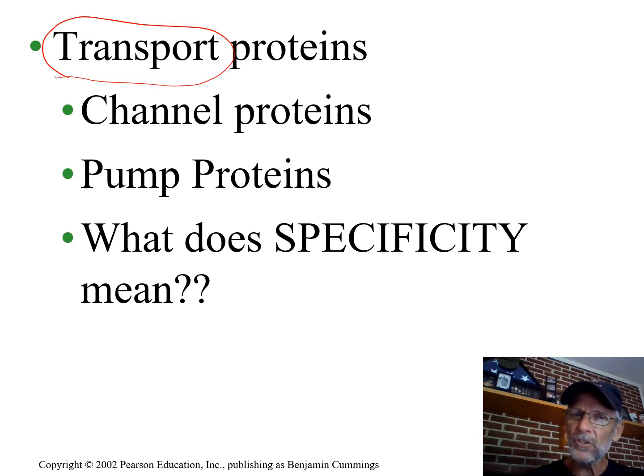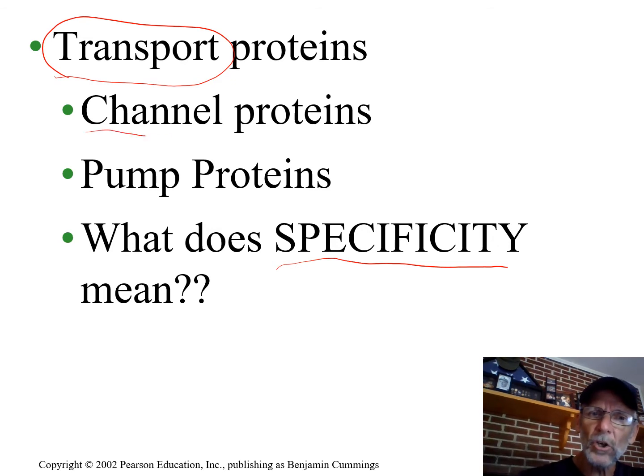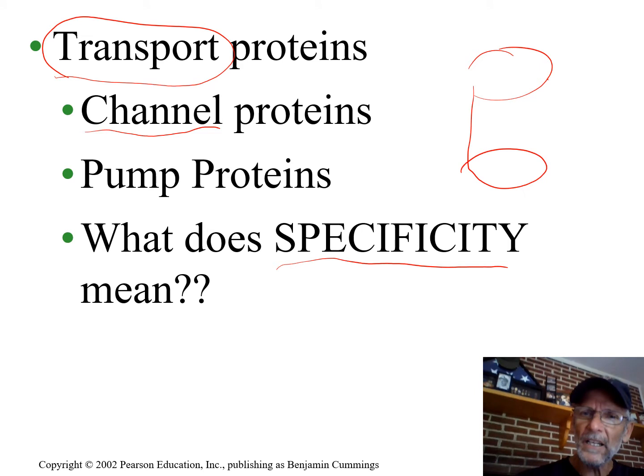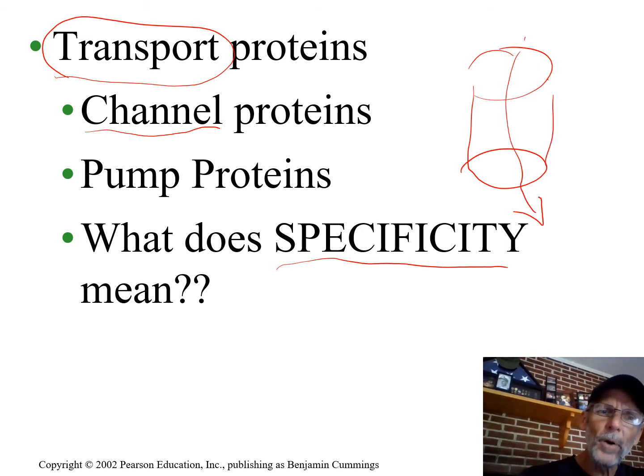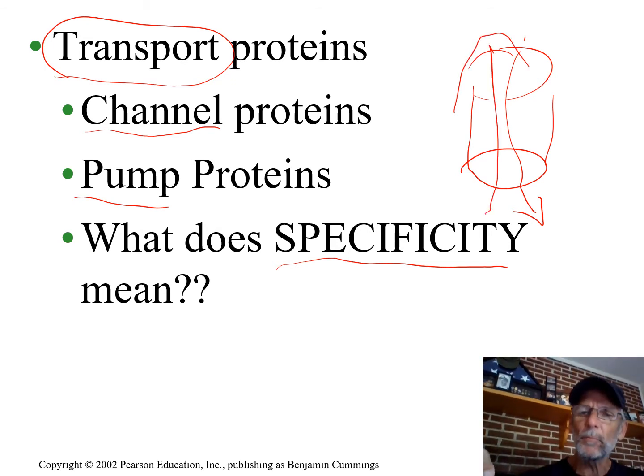Now we have, starting with a little bit of specific definitions and an idea of specificity at the same time. So here's what that means. Some kinds of proteins are called channel proteins. They're just kind of like a tube that lets things go through. But then pump proteins actually change their shape and, as their name suggests, physically pump things through in either direction, right?